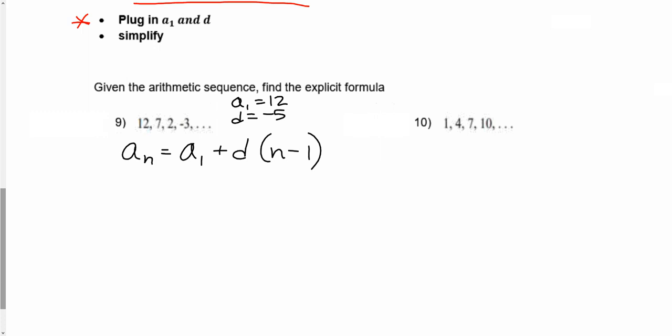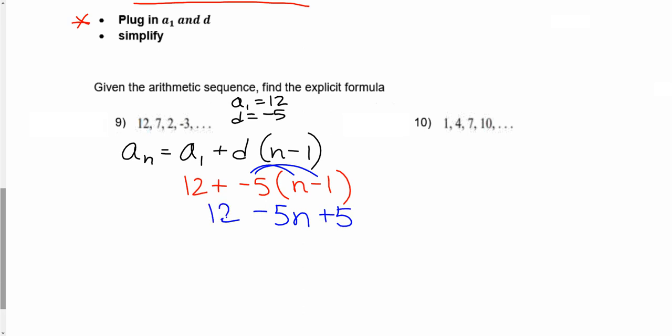Okay, so we're plugging it all in. 12 plus the negative 5 times n minus 1. Simplify means distribute and combine. Now guys, when you multiply, the negative goes with the 5. So negative 5n plus 5, and then we have 12. So after we distribute, we combine. 12 plus 5, 17. There's our explicit formula.